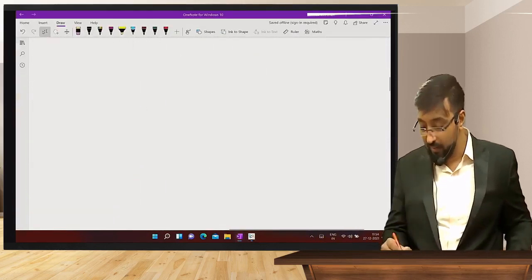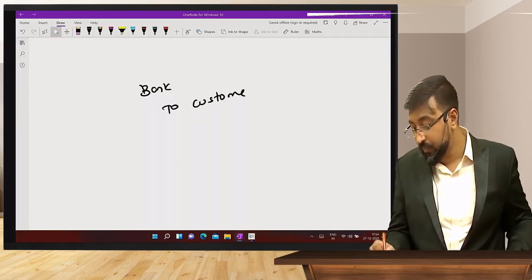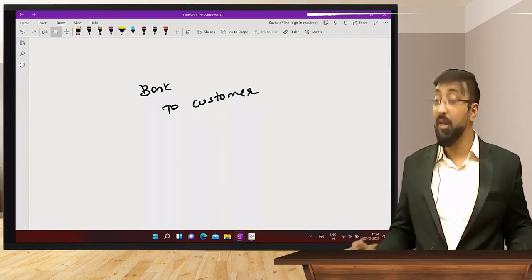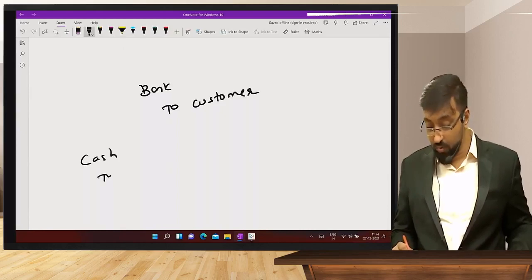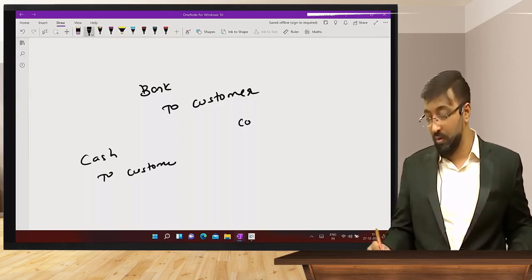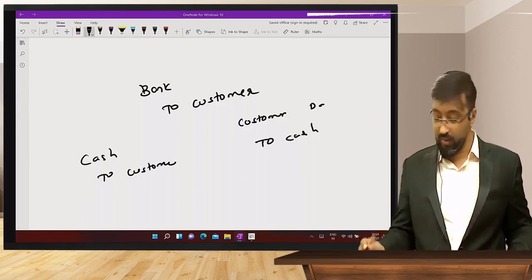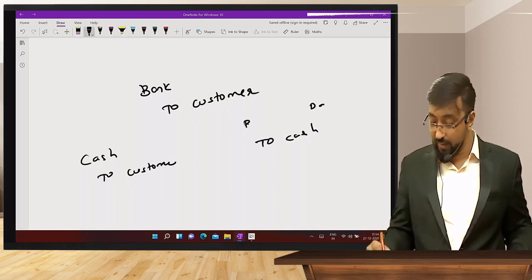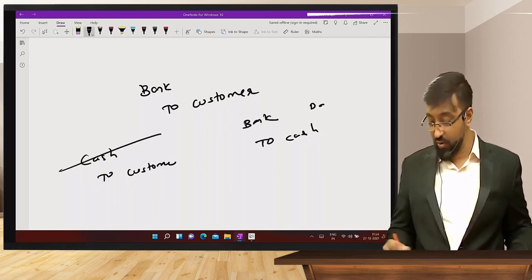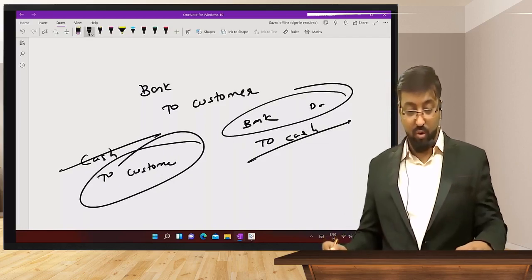Abhi dekho, simple hai. Normally check received ki entry bank to customer. But what we are passing entry here? Cash to customer. So basically we have to cancel this account. So bank account ko debit dega to cash account. So cash account will get cancelled and remaining is bank to customer. Now you got this concept.